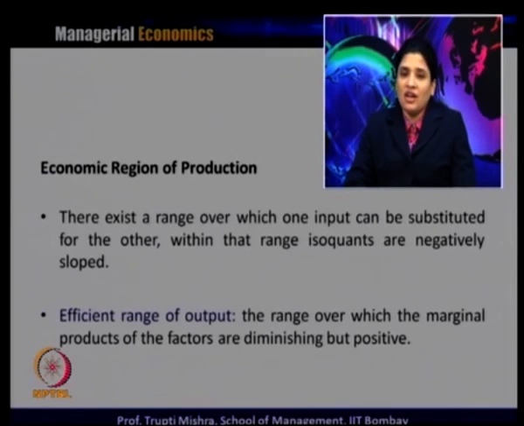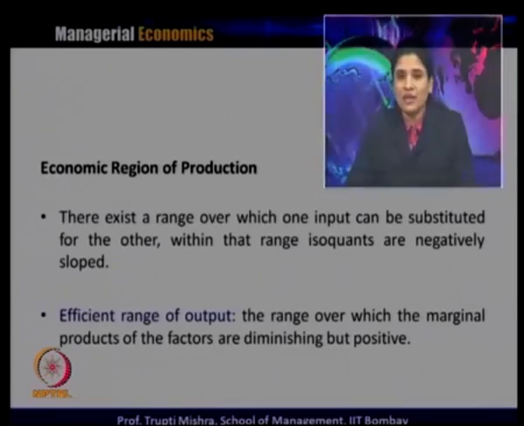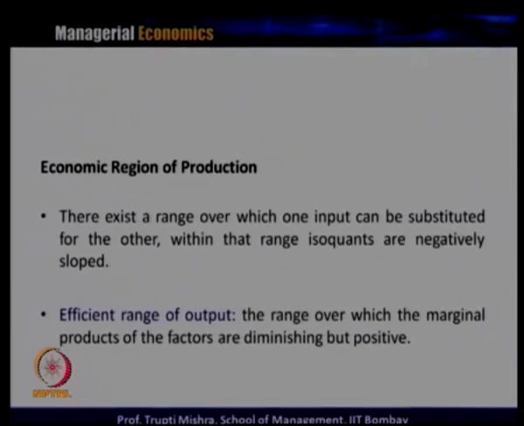So, there exists a range over which one input can be substituted for the other, within the range of isoquants that are negatively sloped, and this is also the efficient range of output, because this is the range over which the marginal products of the factors are positive and not negative. Once the marginal products of the factors are negative, they cannot be substituted for one another.